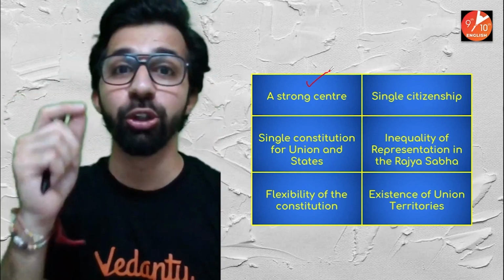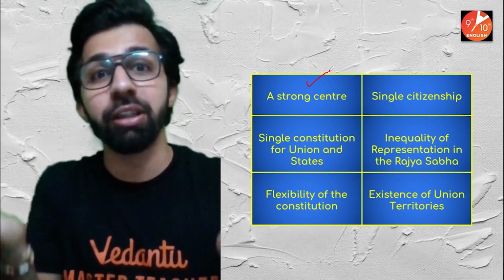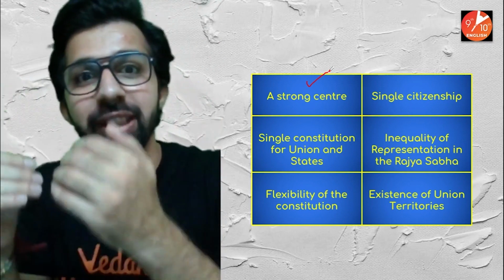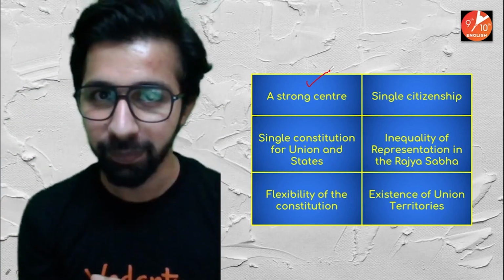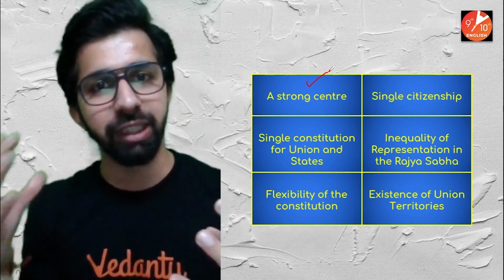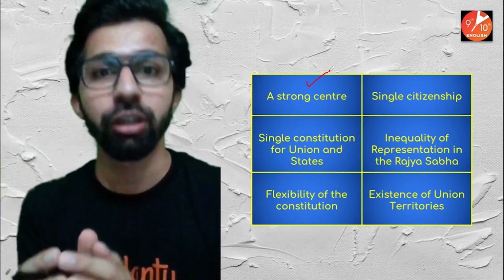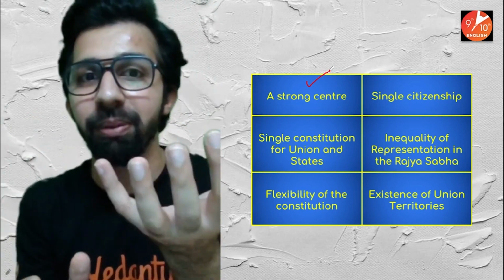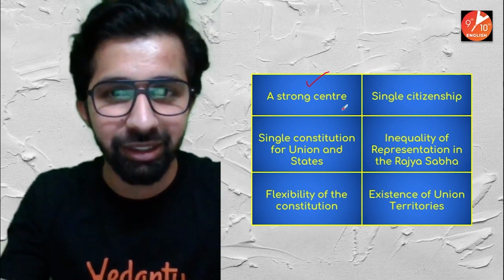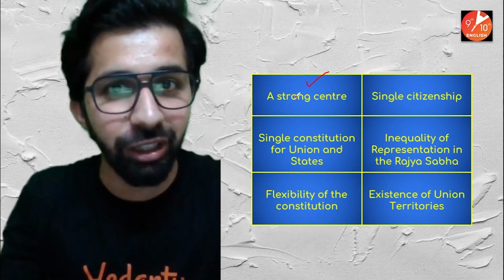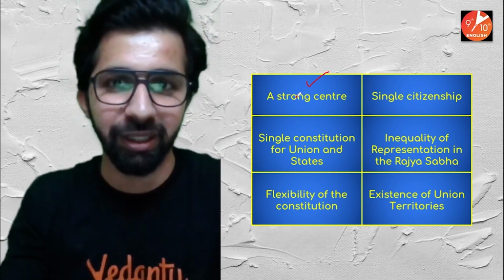The third one we have is the Concurrent list. In the Concurrent list, the union government as well as the state government both are responsible for making laws on the subjects included in it. For example, education. But sometimes the union government and state government do not arrive at a common decision. So in that case, the will of the union government prevails. They are more powerful. So in this case, we can say that the central government is much stronger. So this is one of the features of the unitary government.